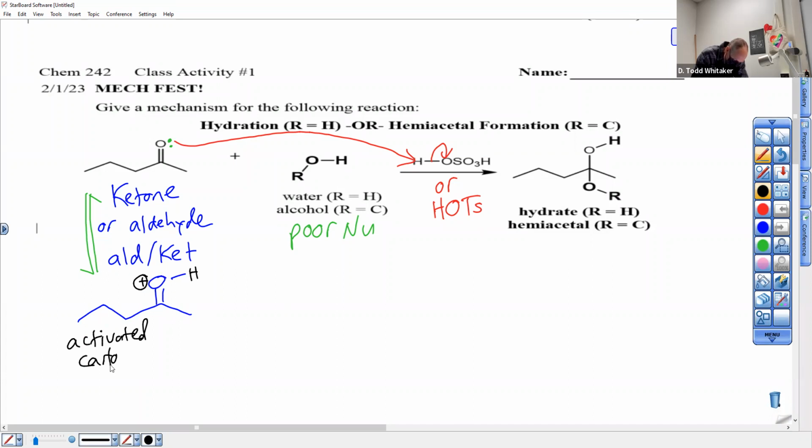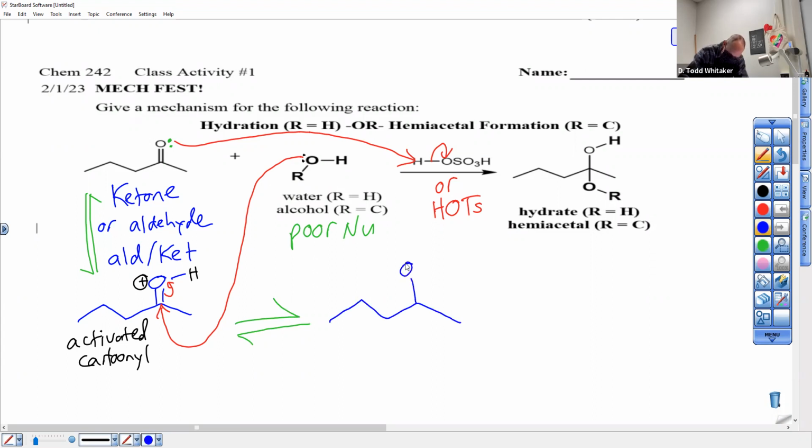It'll be attacked by any nucleophile, even a poor nucleophile, which is the next step. Poor nucleophile attacks the activated carbonyl. Wouldn't do it otherwise unless it was activated. No activation, no reaction. So please acknowledge you know that by protonating the carbonyl first. And you've got your new stuff here. Sorry about that straight line. Let's get rid of it.